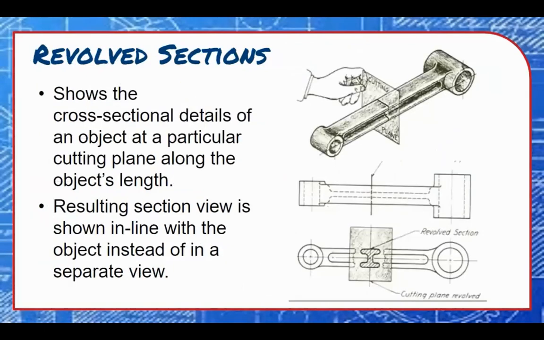Another way to show sectional details without creating a totally separate drawing view is to use a revolved section. In this example, a long object with a noteworthy cross-sectional shape is sliced on a plane along its length. The object is revolved in this location to show its cross-sectional details in line with the drawing view instead of as a separate view elsewhere on the page.